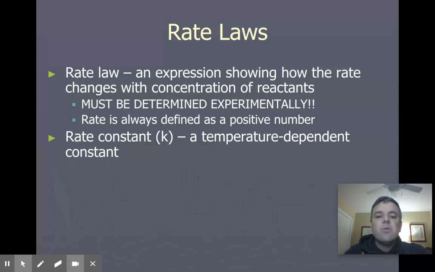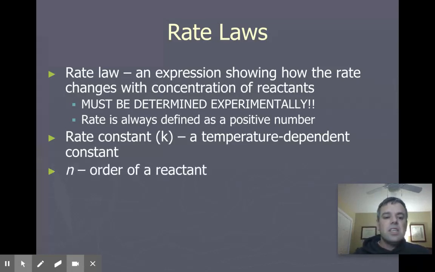And with the rate law, there's this thing called the rate constant, which is represented with a lowercase k. And it's very important that you use a lowercase k for the rate constant because a capital K is something else. And the rate constant is temperature dependent. If you change the temperature at which the reaction is happening, the value of the rate constant itself also changes.